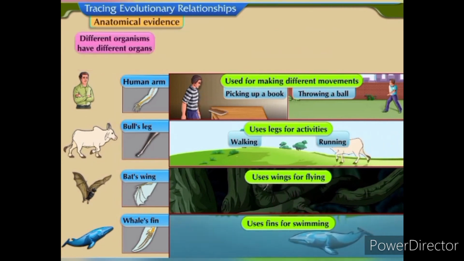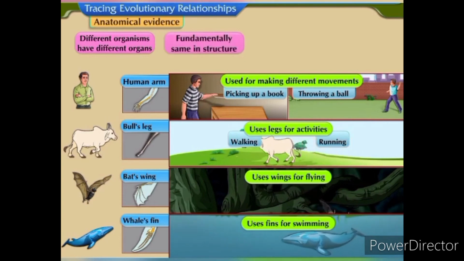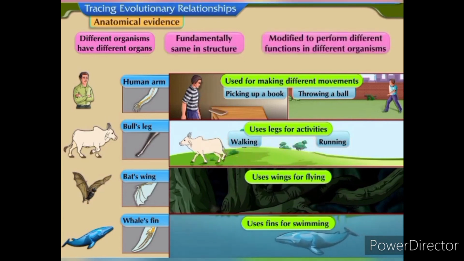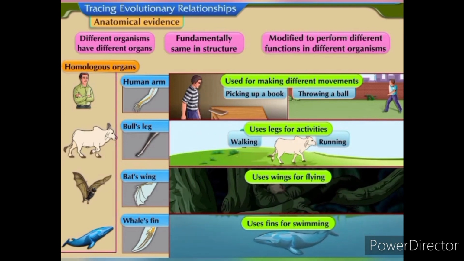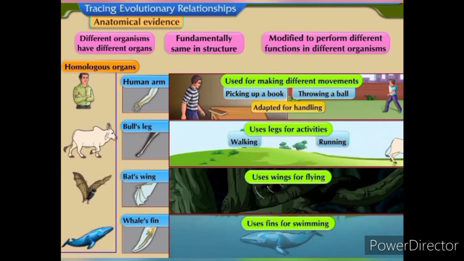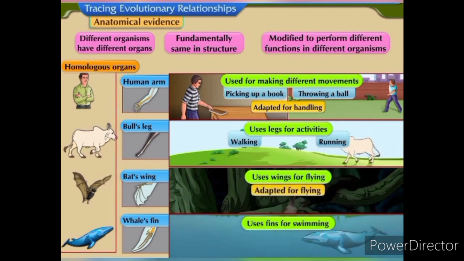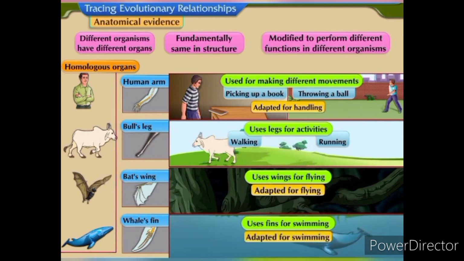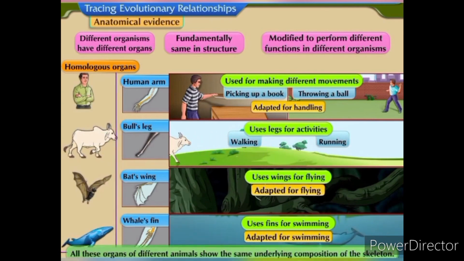Different organisms have different organs which are fundamentally the same in structure but are modified to perform different functions in different organisms. These are called homologous organs. For example, the four limbs of man are adapted for handling, while the four limbs of a bat are adapted for flying, and those of aquatic animals, such as whales, are adapted for swimming. All these organs of different animals show the same underlying composition of the skeleton.